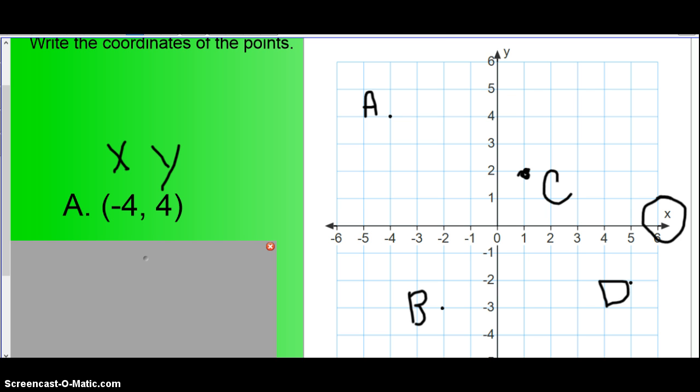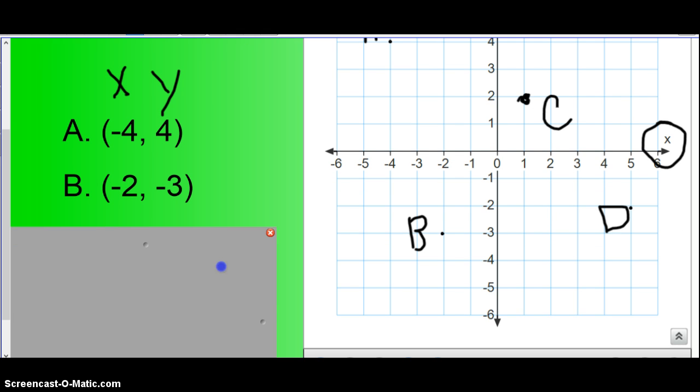Letter B is located at -2, -3, moving to the left 2 and then down 3. And the rest of these, if you have C, is at 1, 2, and D at 5, -2. So just a little reminder about x and y, and the x coordinate point and the y coordinate point.